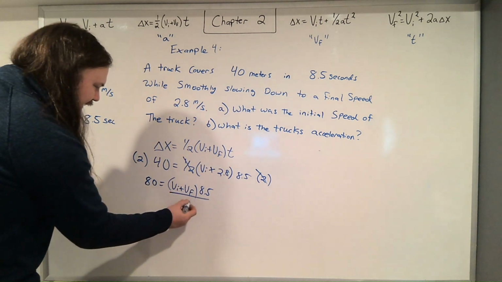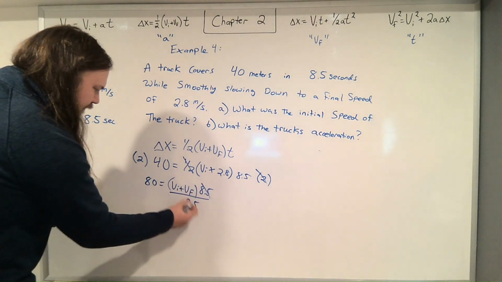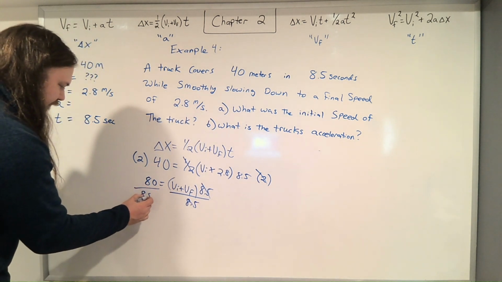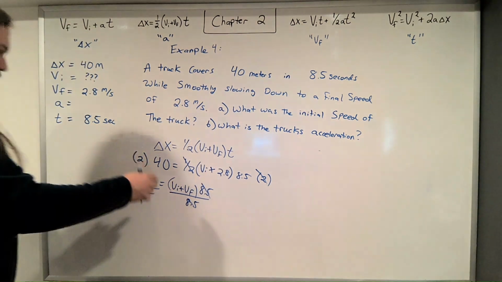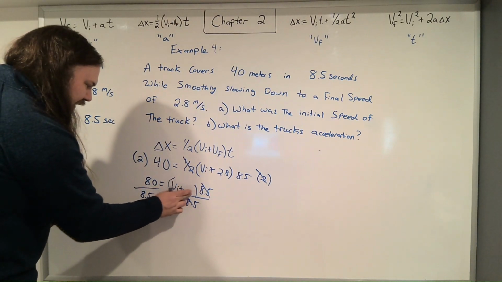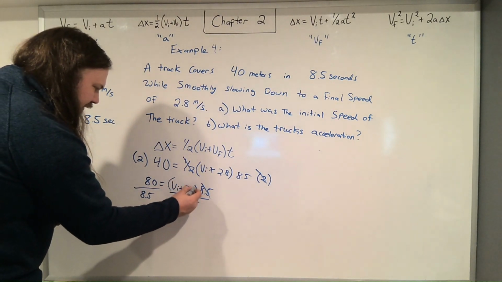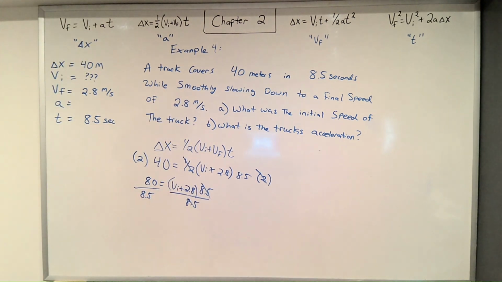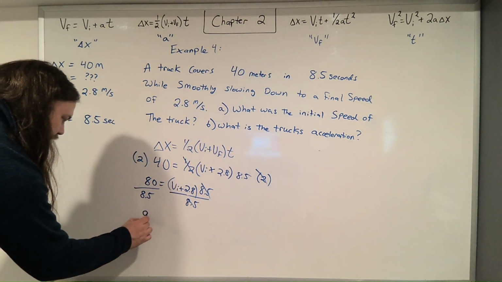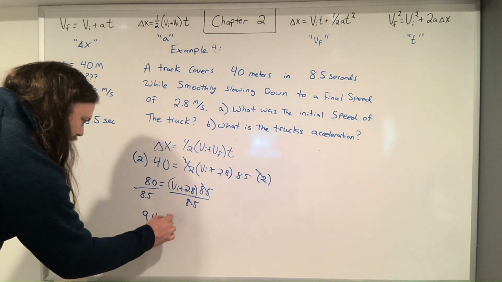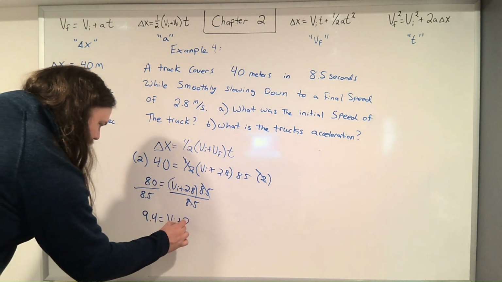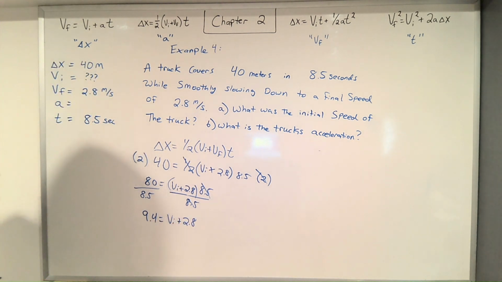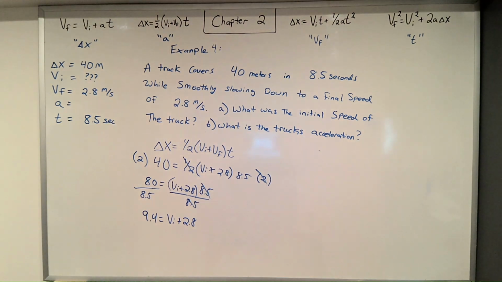What's next? Let's get rid of that 8.5. I'm going to divide this side by 8.5. Whoops. No longer vf. We know what that is. That's 2.8. There we go. Sorry about that one. Got a little mixed up there. All right, so we're going to divide this by 8.5. All right, and that should give us 9.4. Again, some rounding in there. Now I can finally take off the parentheses because that's all that's left. 9.4 is equal to vi plus 2.8.